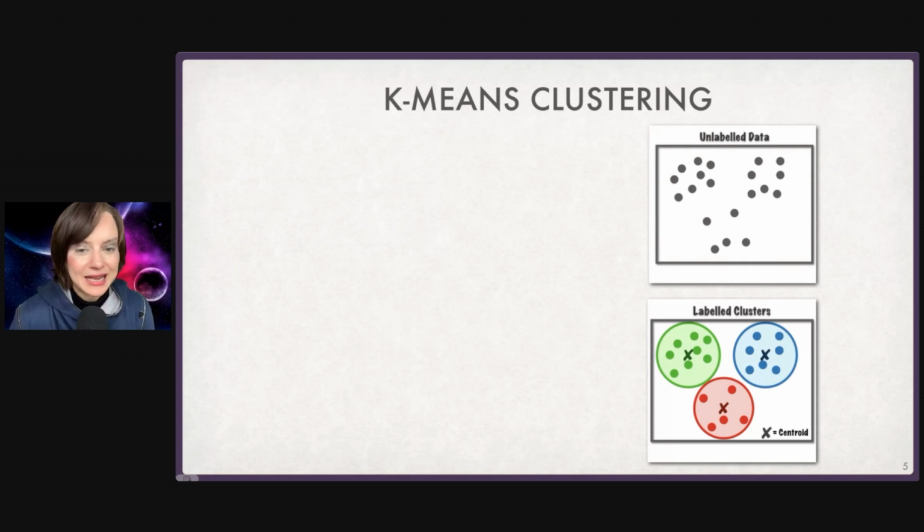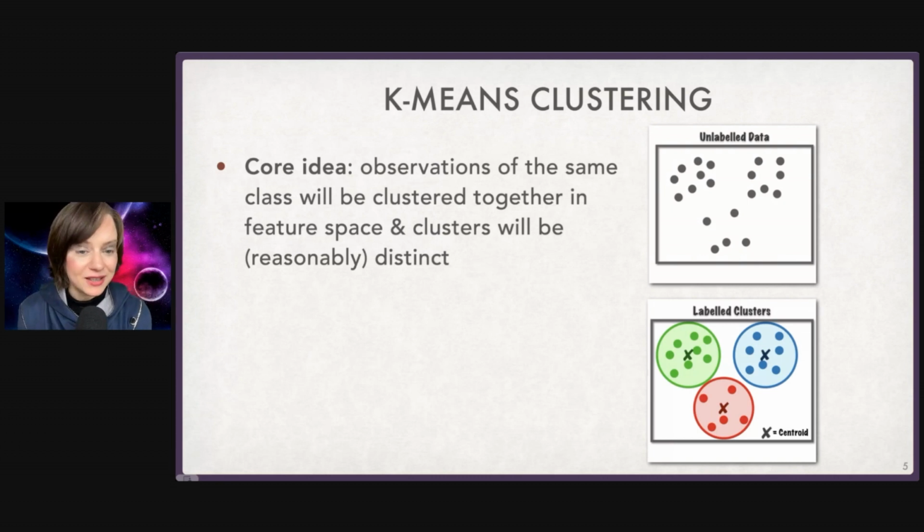So we're going to focus on k-means clustering, which is probably the simplest algorithm. It's certainly the algorithm I love starting with when I talk about unsupervised machine learning clustering algorithms. So k-means, the core idea here is that observations in our data set of the same class, same type, will be clustered together in the feature space, and those clusters will be reasonably distinct.